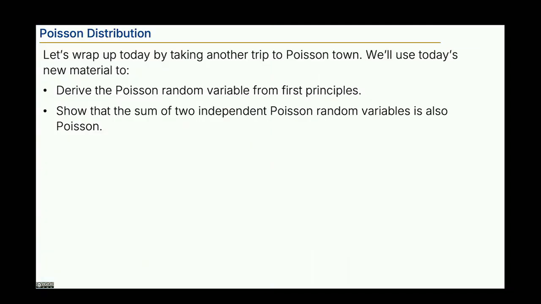So I'm going to wrap up today by going to Poisson Village, town, I guess, sorry, it's upgraded. We're going to use today's new material to derive where a Poisson comes from, and then if we have time, we're going to show that the sum of 2 independent Poisson random variables is also Poisson. So what is the Poisson random variable?